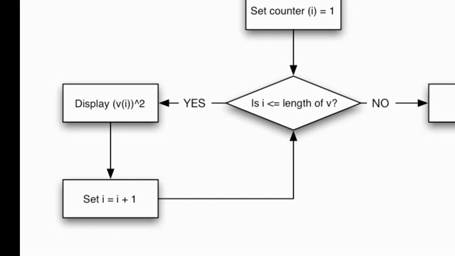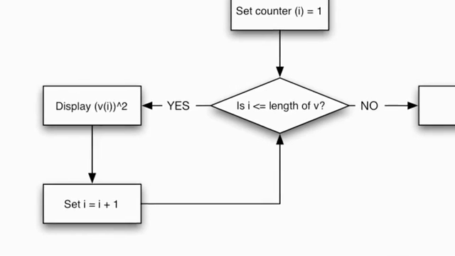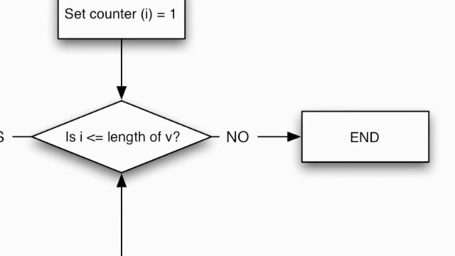Now let's think about the finishing value of the counter. Well, I want the program to finish when i, the counter, has ratcheted up to a value that's greater than the length of my vector. For example, if the length of v is 5, I want i to take on the values 1, 2, 3, 4, and 5, and then stop. So the finishing value of my counter is 5 in this case, and in general it would be whatever the length of v happens to be.